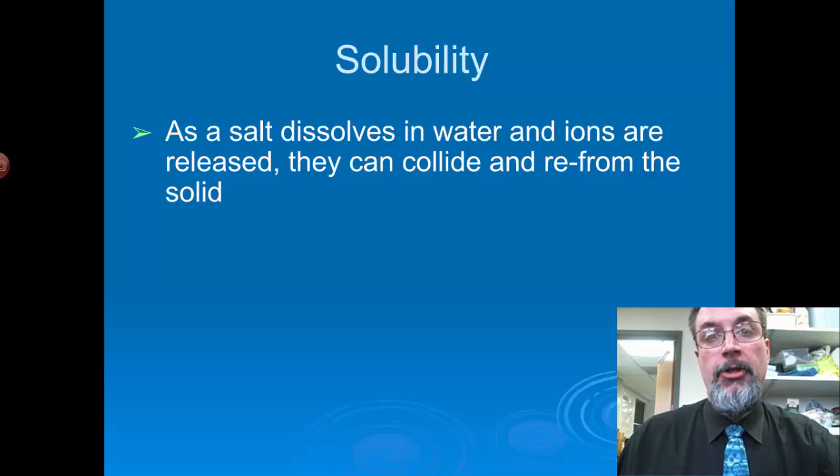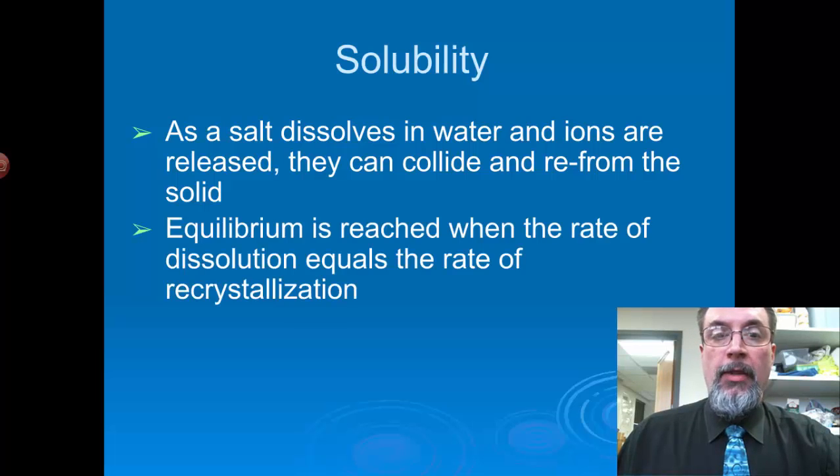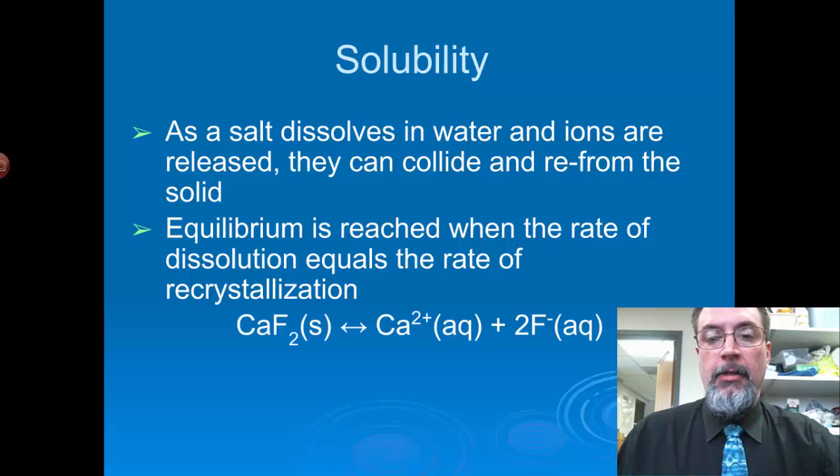So eventually we reach an equilibrium. The equilibrium position is when the rate of dissolving is equal to the rate of recrystallization. And that's equilibrium for that. Okay, so calcium fluoride, for example, will split into calcium ions and fluoride ions. It reaches equilibrium when you have as many calcium fluoride formula units splitting as you have forming.